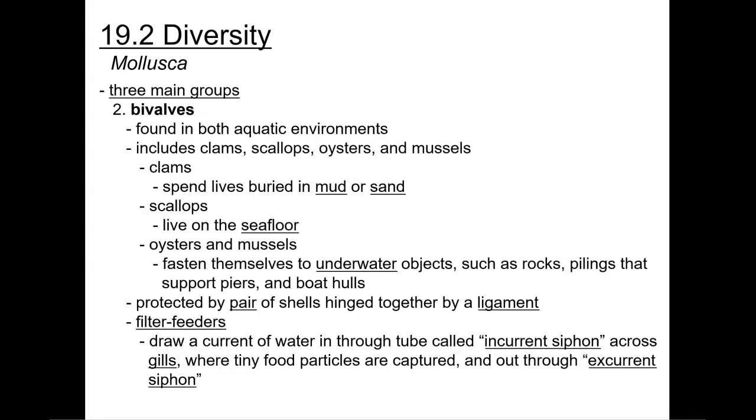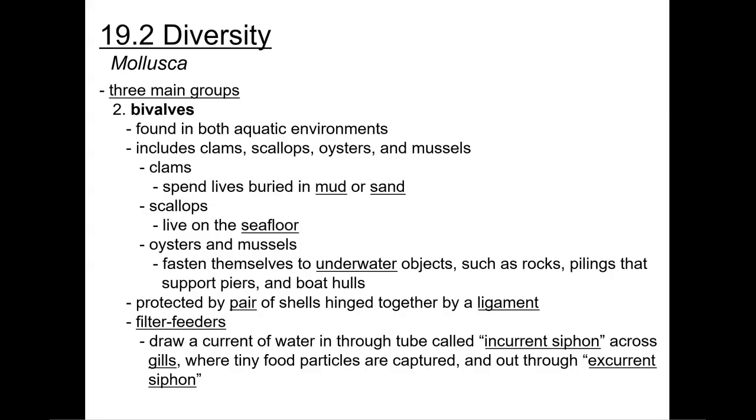The second group is going to be the bivalves. These are found in aquatic environments and include the clams, scallops, oysters, and mussels. Clams spend their lives buried in the mud and sand. Scallops live on the seafloor, and oysters and mussels fasten themselves to underwater objects such as rocks, pilings that support piers, and even boat hulls.